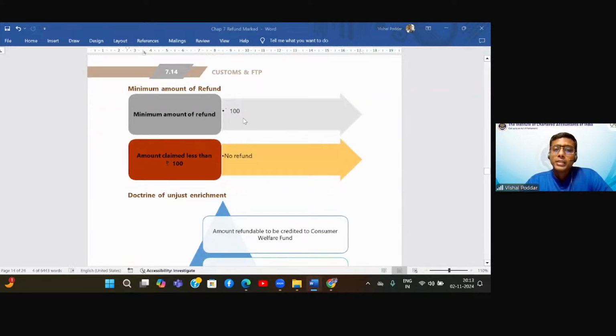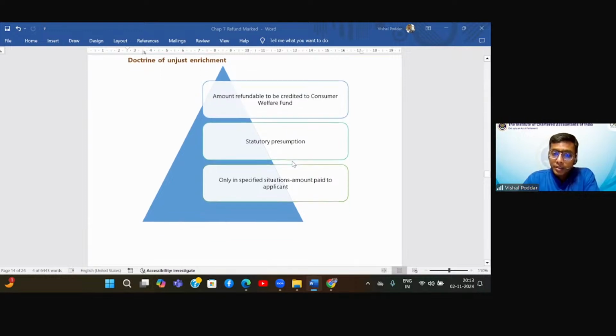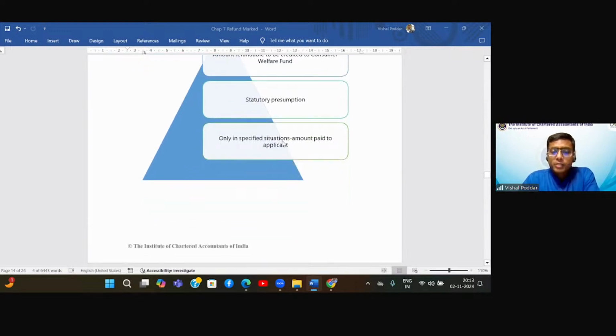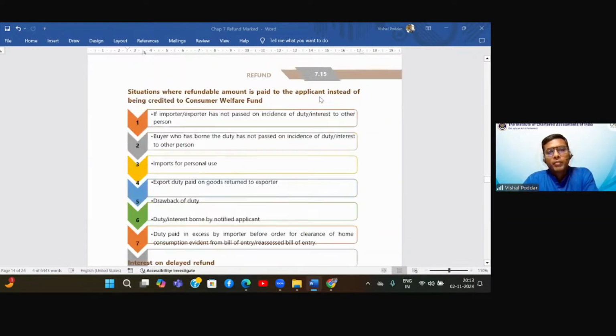Minimum amount should exceed 100. If the amount is less than 100, no refund would be eligible. Doctrine of unjust enrichment. Amount will be refundable or will be transferred to the consumer welfare fund. Again, it is statutory presumption that the incidence has been passed on, and only in specific situations you will be getting the refund and it will not be transferred to the consumer welfare fund.